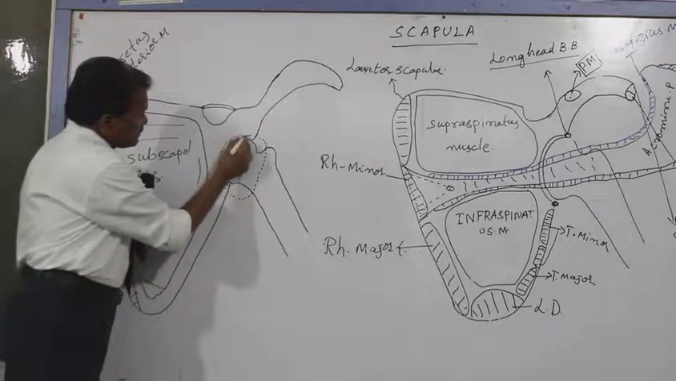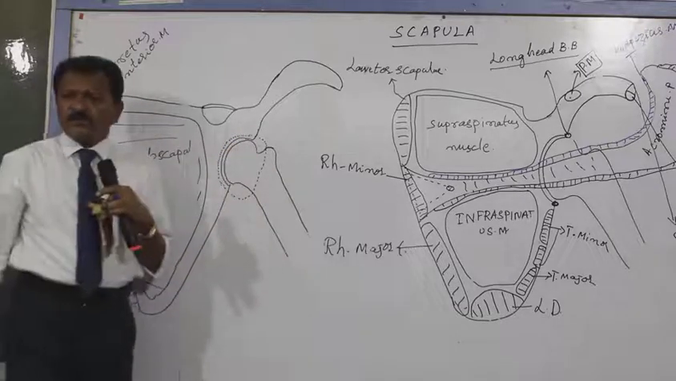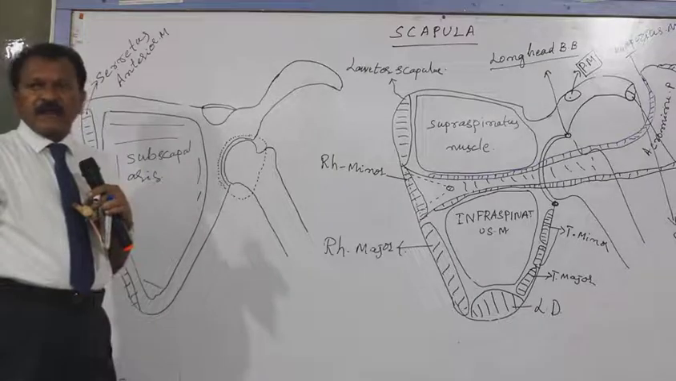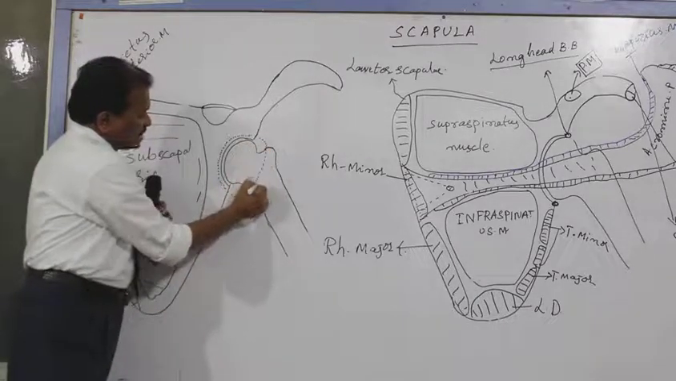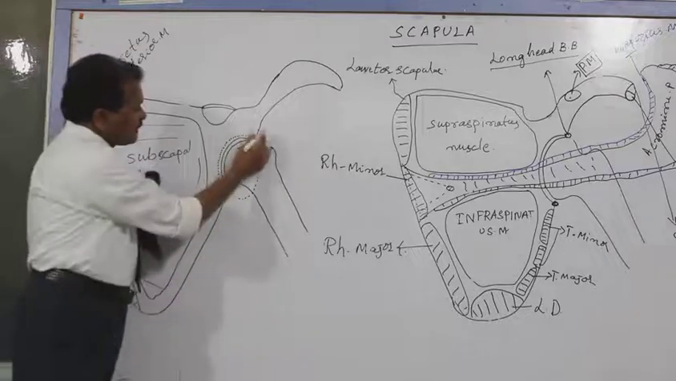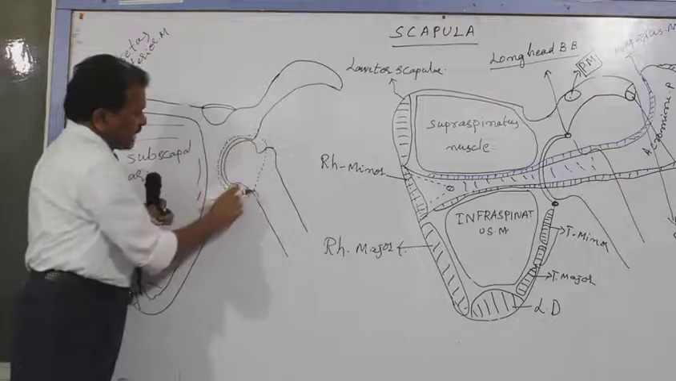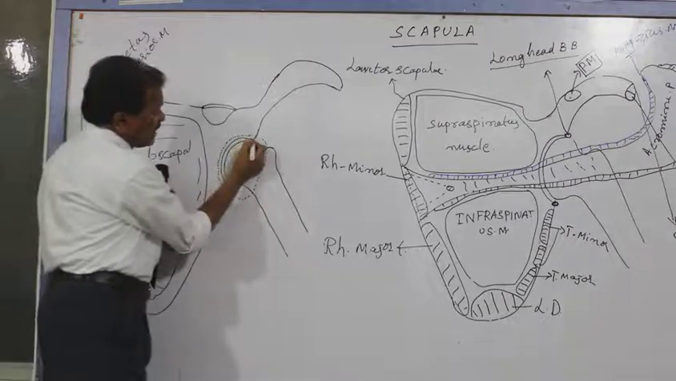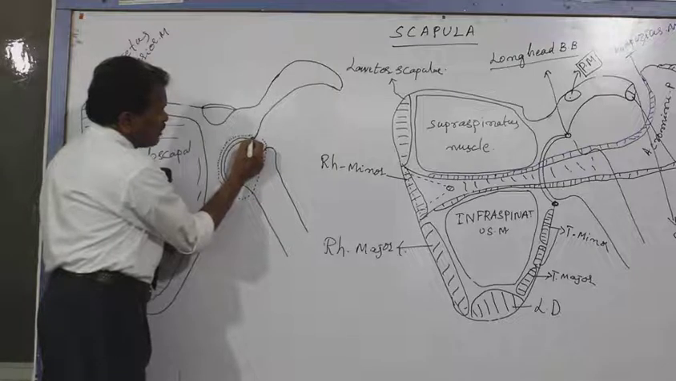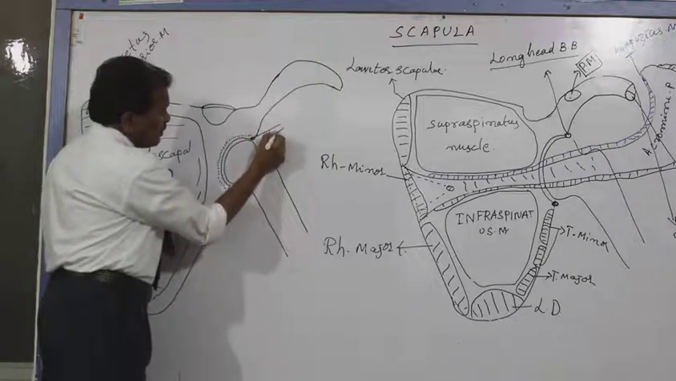So this medial end is attaching along the margins of the glenoid cavity of the scapula, and the lateral end is attaching on the humerus. Superiorly is the upper border, and this one is the lower border. So here, in the supraglenoid tubercle, it gives the origin for the long head of the biceps brachii muscle.